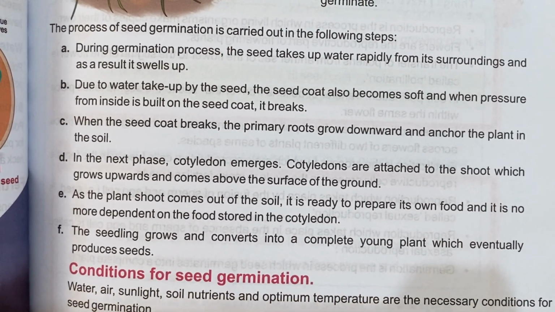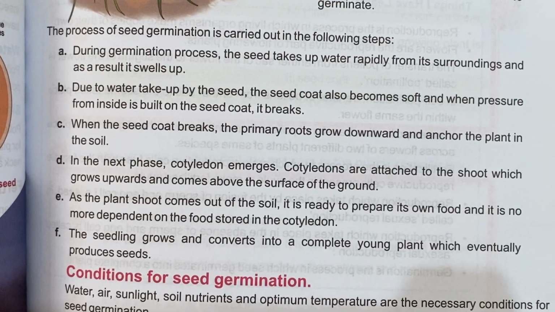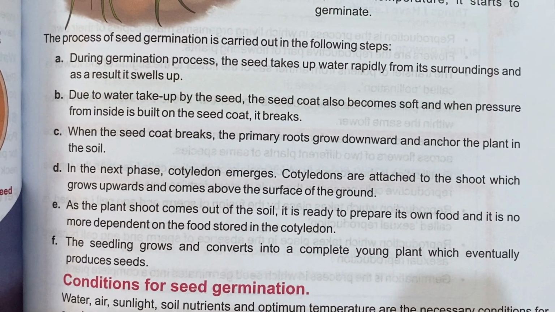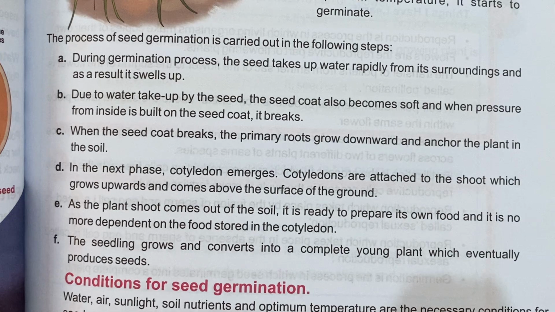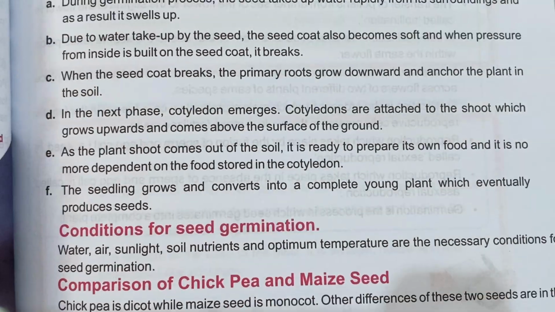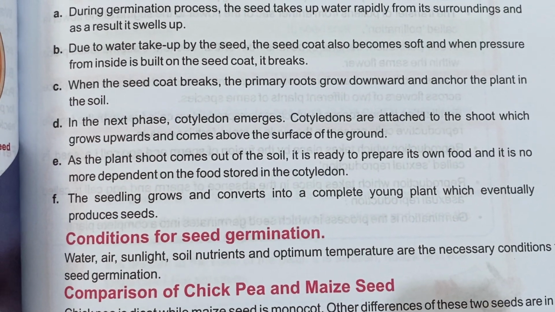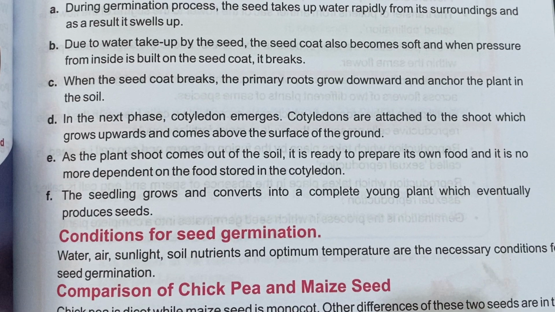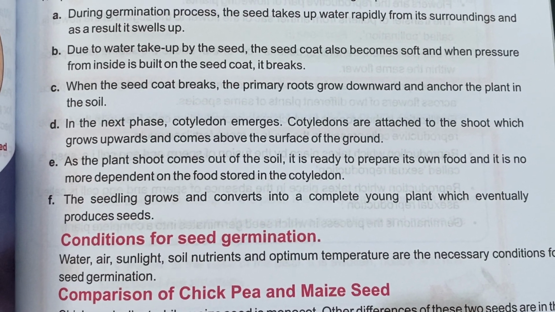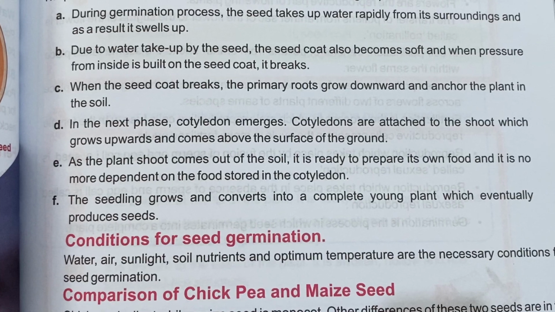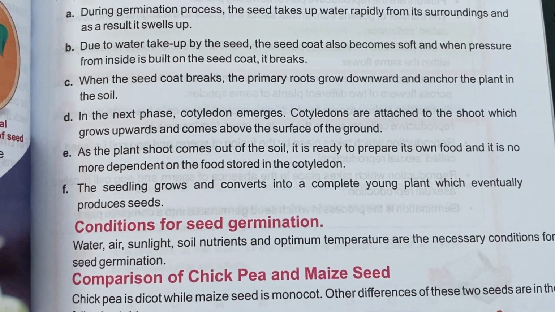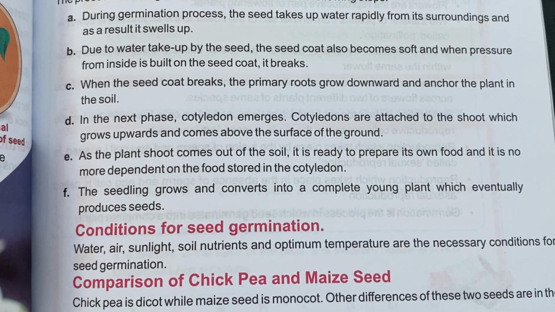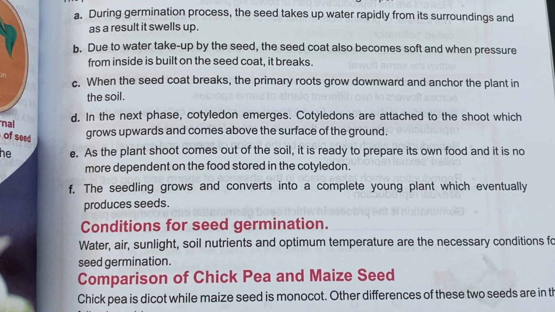During the germination process, the seed takes up water rapidly from the surroundings, and as a result it swells up. Due to the water taken up by the seed, the seed coat also becomes soft, and when pressure from inside is built on the seed coat, it breaks. When the seed coat breaks, the primary roots grow downward and anchor the plant in the soil.